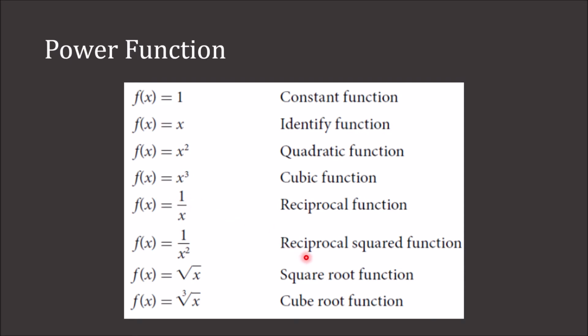We have the reciprocal squared function, which is f of x equals 1 over x squared. We have the square root function, which is f of x equals square root of x. And we have the cube root function, f of x equals the cube root of x. Right, so if we look at the powers, the power of the constant function is 0. The power of the identity function is 1. The power of the quadratic is 2.